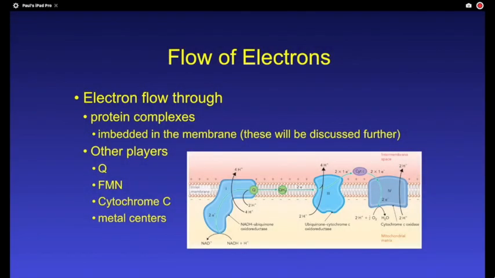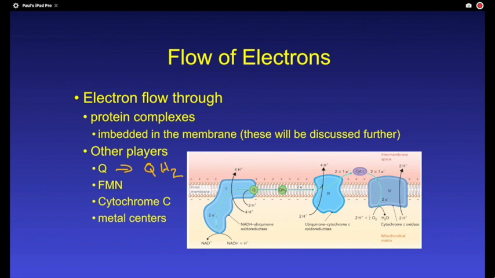Now, we're going to flow electrons through a whole bunch of proteins, and we're going to have what we call complex 1, 2, 3, and 4. I show in this case 1, 3, and 4. But what I also want to tell you about is there are other players that carry electrons. We represent another player called Q, and it carries electrons. This is the reduced form. QH2 is the reduced form. Q is the oxidized form in its abbreviation.